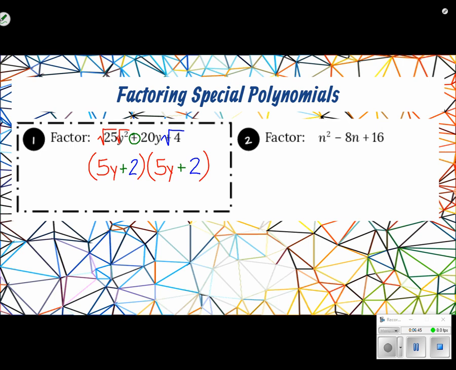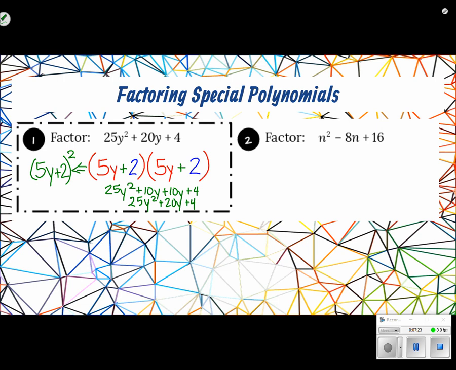And then we're going to multiply and check, but we are going to say the final answer is 5y plus 2, all of it squared. Let's multiply to check. So 5y times 5y is 25y squared. 5y times 2 is 10y. Sorry, 2 times 5y is 10y. 2 times 2 is 4. And so we get 25y squared plus 20y plus 4. So it does check out. Let me erase it so you can see the original. It does look like the original.